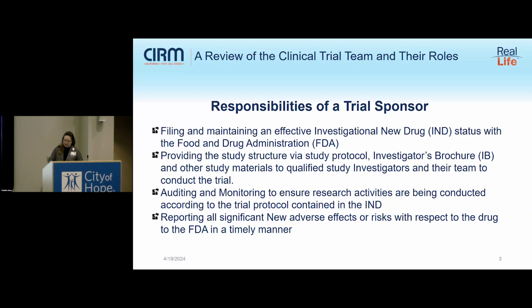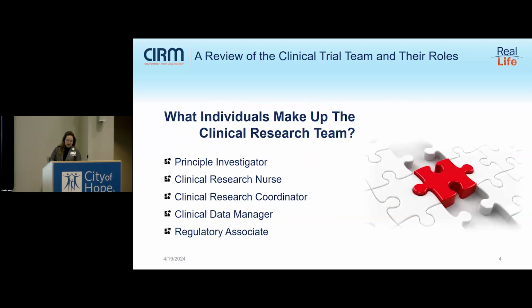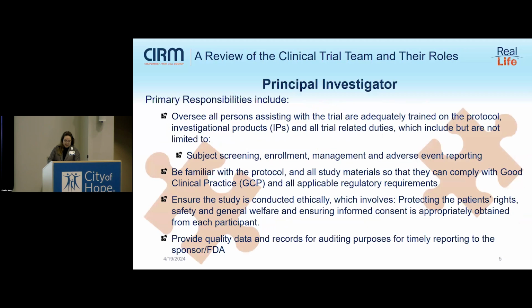The roles that we're going to discuss today are, again, the principal investigator, the clinical research nurse, the clinical research coordinator, the clinical data coordinator, and the regulatory associate. So the principal investigator, also known as the PI, is ultimately responsible for the oversight of research-related activities. So it's his or her job to make sure that the job gets done.